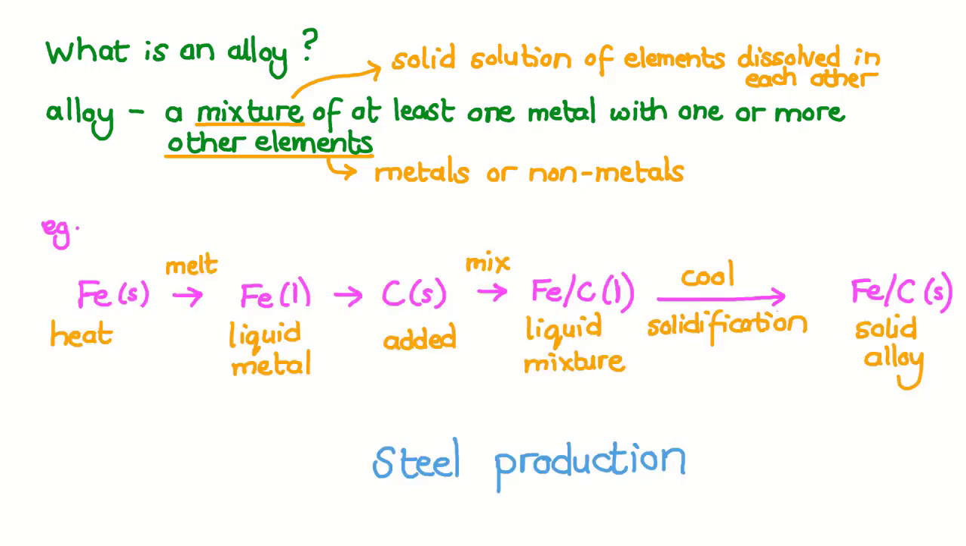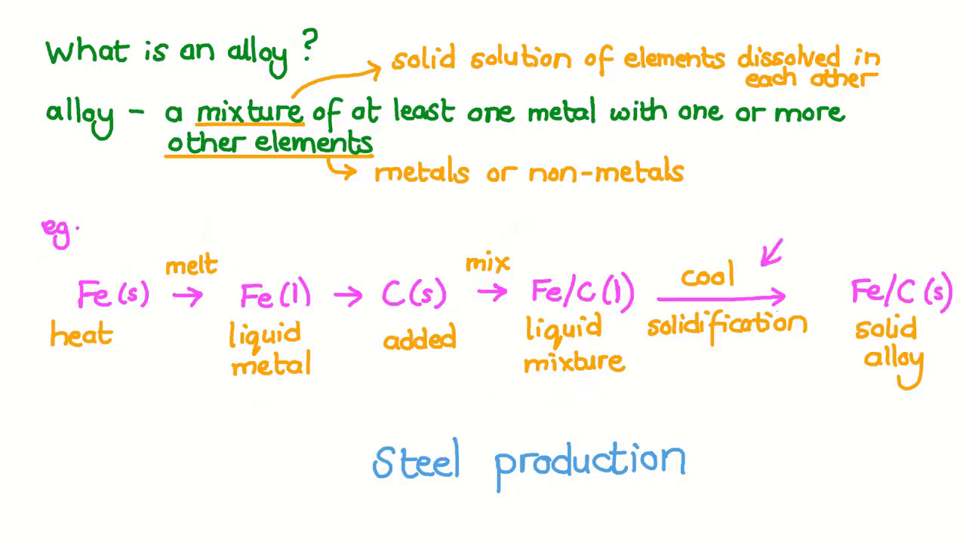Let's take the example of steel production. A metal, in this case iron, is heated. When it reaches its melting point, it liquefies. The liquid iron can then be mixed with other heated and liquefied metals or with non-metals, for example with carbon. Carbon from coal is added. This is all mixed together in the blast furnace, and a liquid mixture of iron and carbon is produced.